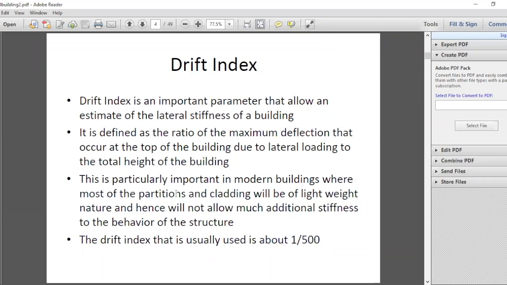So because of that reason, the modern buildings tend to be more flexible than old buildings, which are having fairly heavy members and also a lot of permanent partitions. So because of this reason, the partitions do not contribute to the strength of the building in modern buildings. So we have to carefully check the deflection or drift index, and we have to ensure that the drift index is less than 1/500.